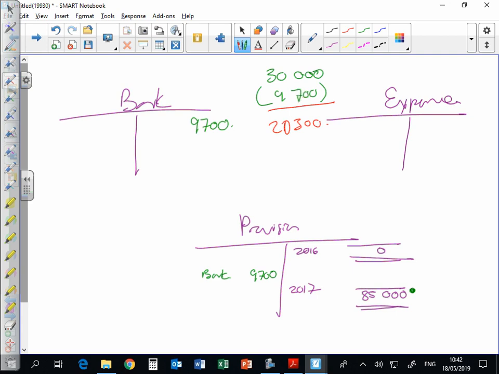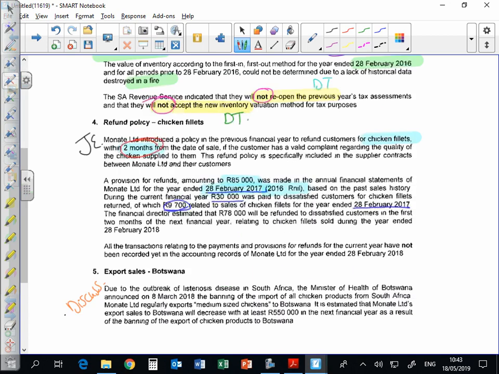20,300 also came out of my bank. Everyone's happy with that? Right, so we credited my bank with 20,300. And for that, we couldn't reverse this provision because there was no provision raised. So we had to go to our expense account. Expense 20,300. All right, so you guys happy with that? Right, so that's up to where we got.